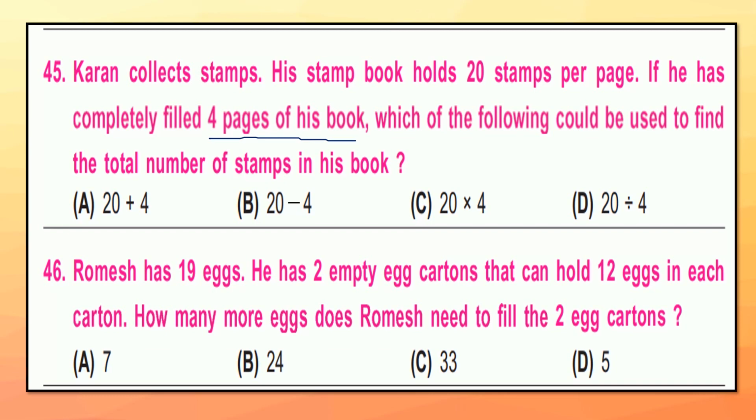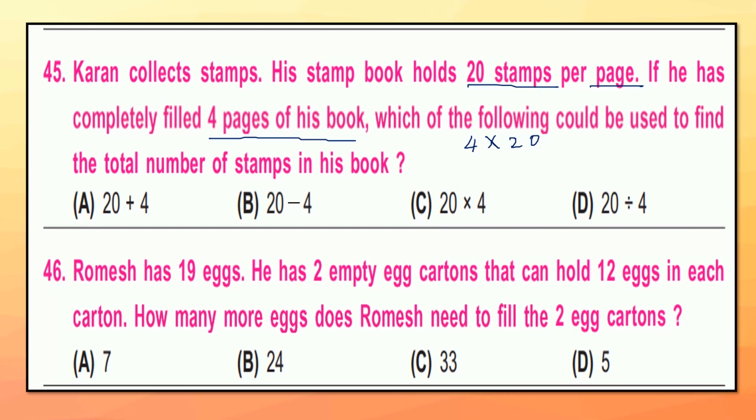The question says, his stamp book holds 20 stamps per page. So one page has 20 stamps. And if he has completely filled 4 pages of his book, that means one page is 20, so 4 pages is filled. So 4 into 20 is the number of stamps that would be in his book. So which of the following could be used to find the total number of stamps in his book?